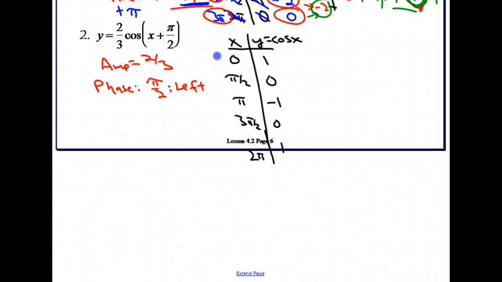All right. What does the amplitude do? Remember, you multiply the y coordinates. So let's take them all times 2/3. 1 times 2/3, 2/3. 0 times 2/3, 0. Negative 1 times 2/3 is negative 2/3. 0 times anything is 0. And 1 times 2/3 is 2/3. Not bad at all. All right, phase shift.